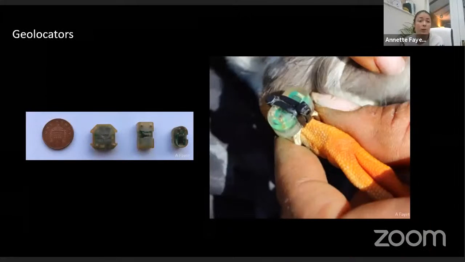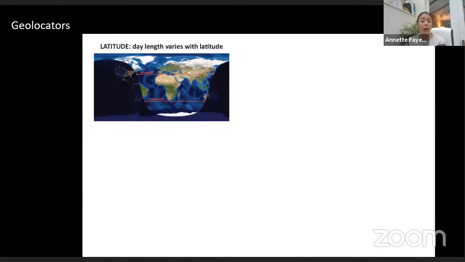So instead, we use geolocators that Sarah Harris mentioned before, which are much, much smaller, and they can last for multiple years. And they're actually so small that we can put them on a plastic ring around a bird's leg, and they can stay there for years. So this example, for example, only weighs 1 gram. So the way they work is, they work without satellites. They work based on light levels.